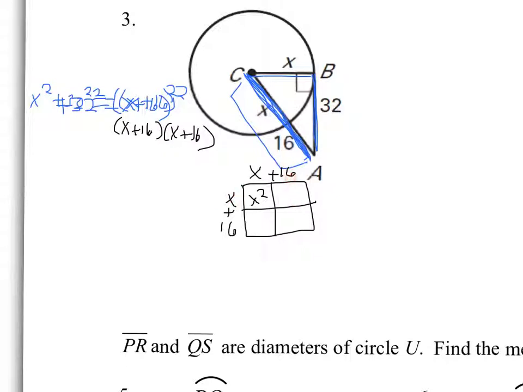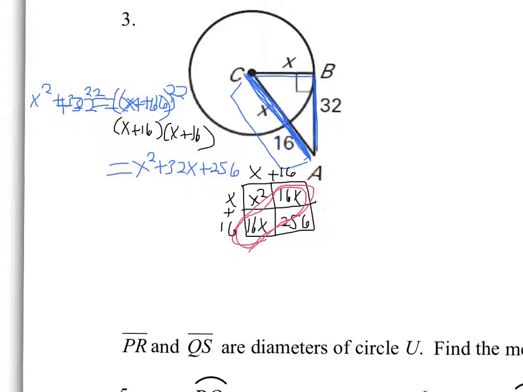Here, x times 16 is 16x. Here is also 16x, and then 16 times 16 is 256. And then notice that these two terms are like terms. So what this side equals on the right is x squared plus 32x, that's what you get when you add 16x plus 16x, plus 256.